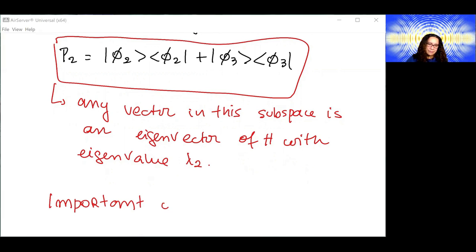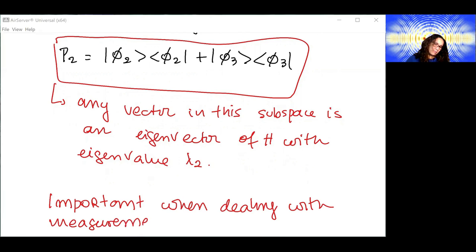When dealing with measurement. And we're going to stop right now. Our next lecture is going to be related to the time evolution operator and how we define time evolution, which is the other postulate which we have seen at the very beginning of our course. I hope you're enjoying this.